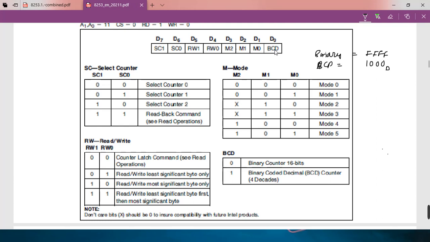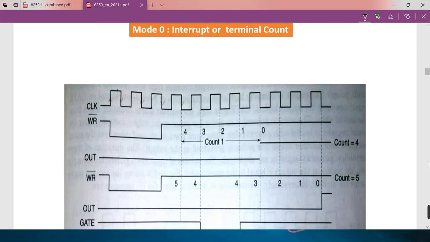Now we will see the modes of 8253, and they are very important. The first is mode 0, that is interrupt on terminal count. This mode can be used to interrupt whenever the terminal count is reached. We have three timer counters, and any counter can work in any mode. We have 6 modes.